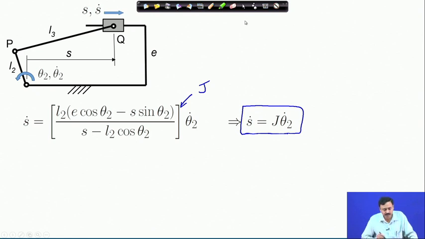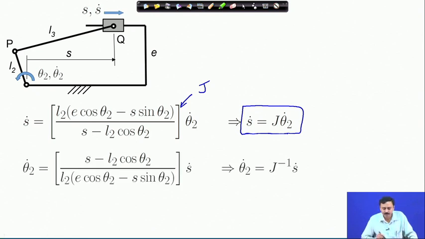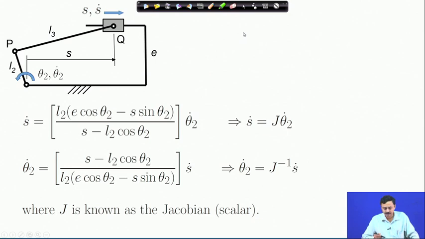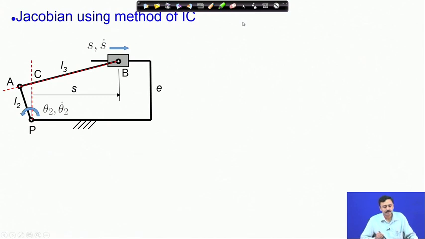Now, if you invert this relation, that means express theta 2 dot in terms of S dot, we have the inverse Jacobian. So, the Jacobian and inverse Jacobian are in terms of theta 2, S and the link parameters. So, once again we have this scalar Jacobian, which we had also derived using the method of ICs.